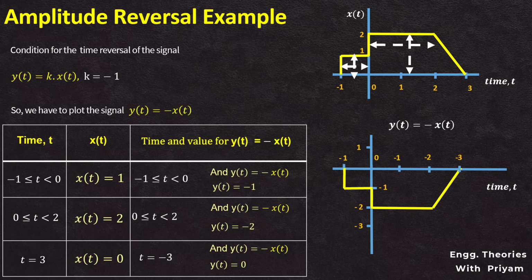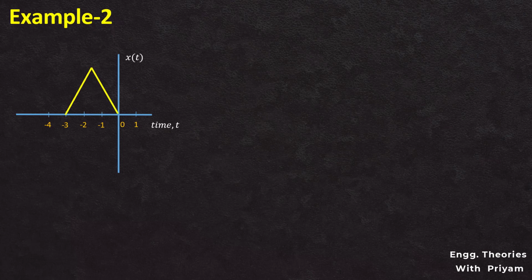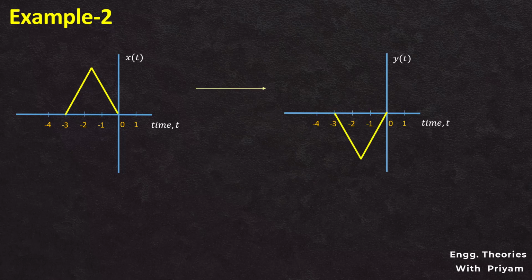Let's take another signal like this, and this signal has the value from t = -3 to 0. To perform the amplitude reversal, we simply reverse the amplitude axis. So this is the amplitude reverse version of the signal x(t), where the signal is multiplied by -1, as the amplitude -2 here of the signal x(t) is replaced by 2 in the signal y(t).